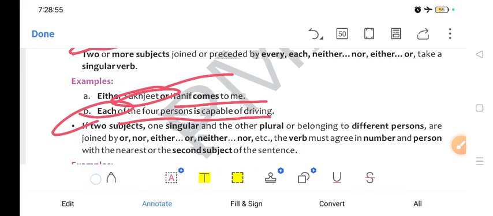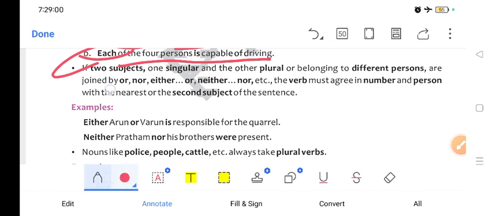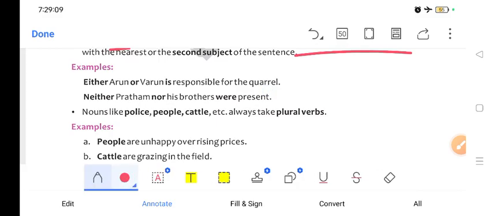If two subjects, one singular and the other plural or belonging to different persons, are joined by or, nor, either or, neither nor, etc., the verb must agree in number and person with the nearest or second subject of the sentence. For example, either Arun or Varun is responsible. So we will put the verb according to the nearest one. Varun is nearest to the verb, that's why I'm putting a singular verb here. Neither Pratham nor his brothers. So brothers is near to the verb, so we will put the verb according to the brothers.